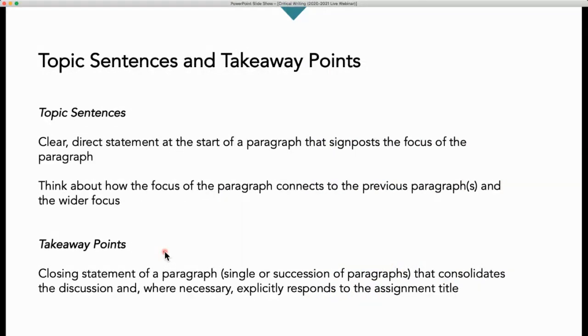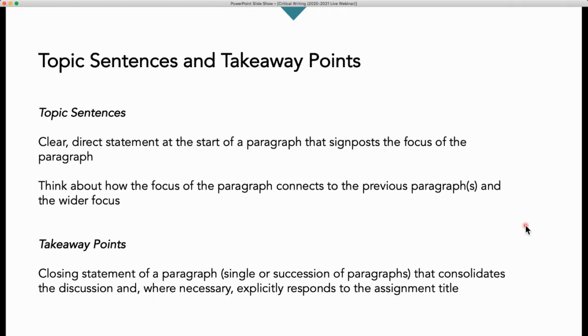Takeaway points, as we've just looked at, are the closing statement of a paragraph. I put there single or succession. It might be at the end of a single paragraph, or it might be the end of two, three, four paragraphs. It's wherever you feel like you can bring the points together that you're trying to make in that section of the paper. And it consolidates the discussion, and I put where necessary, but most of the time it will explicitly respond to the assignment title.